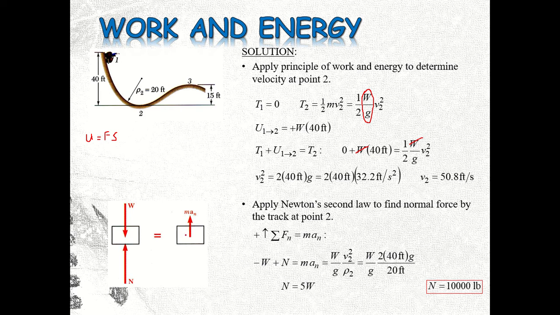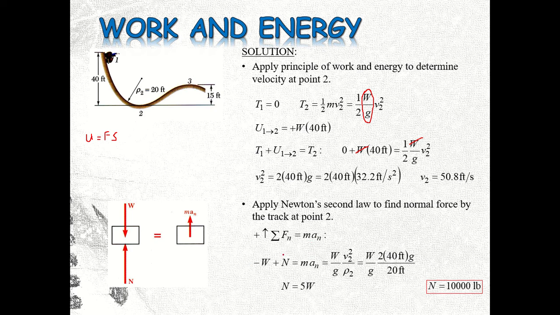Okay, so the acceleration is going in this direction. Applying Newton's second law to find the normal force by the truck at point 2, we have the summation of the force equal to the mass times the acceleration, meaning you have to equate these two. Assuming the normal force going up is positive and weight going down is negative, we have negative W plus N equal to mass times the acceleration.